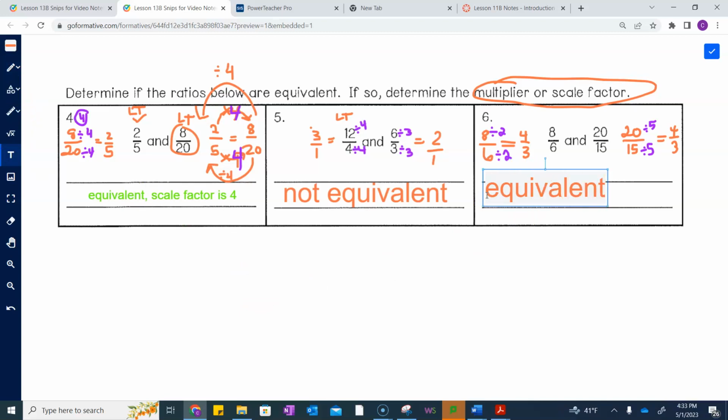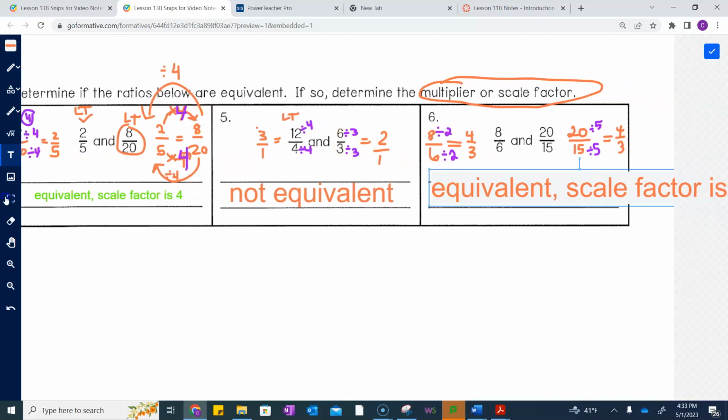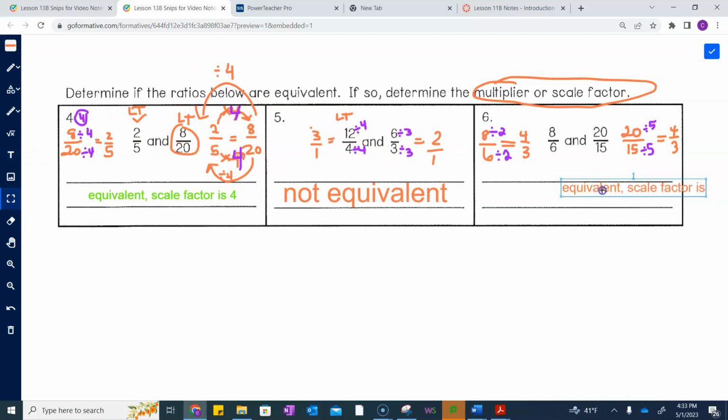Since I'm saying they're equivalent, there's a second part. You have to determine the scale factor. So to determine the scale factor, let's just set up the equivalent fractions, also known as a proportion. Two fractions that form an equation are proportions. So we're going to write it as 8 over 6. I'll just change the sign to an equal sign, because they are equal. We just proved it with the 4/3 here and here. So we have to figure out what number we would multiply 8 by to get to 20, and what number we would multiply 6 by to get to 15.